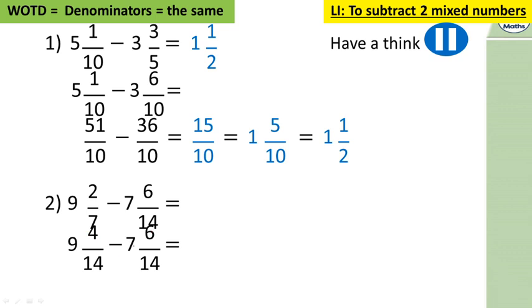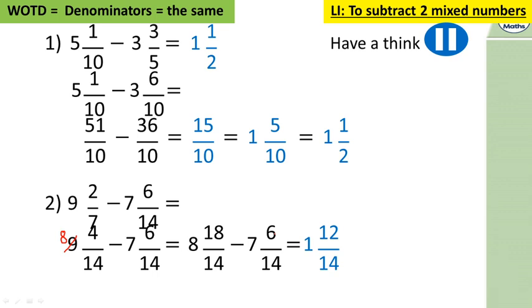So ignore the wholes for now. You've got 4/14. Take away 6. You can't do 4 take away 6, so you're going to have to exchange one of your wholes for 14ths. How many 14ths in a whole? Tell yourself. There's 14. So 14/14 plus 4/14 is 18/14, and that is how I get this. So 8 and 18/14 minus 7 and 6/14. We do our wholes. 8 minus 7, which is 1, and then we do our 18 minus 6, which is 12. So 1 whole, 12/14.